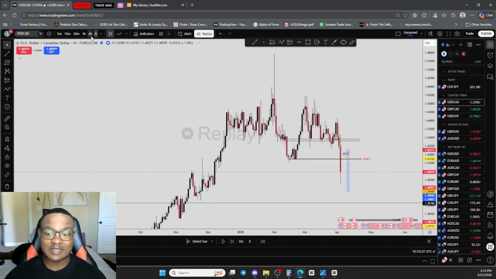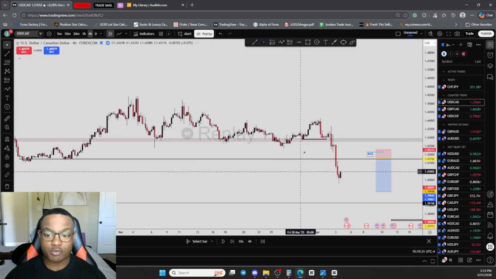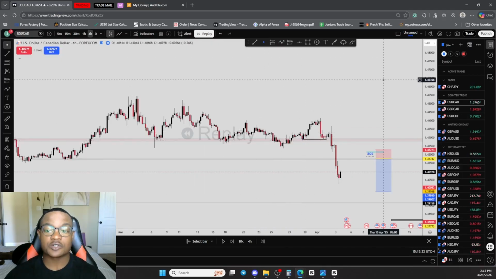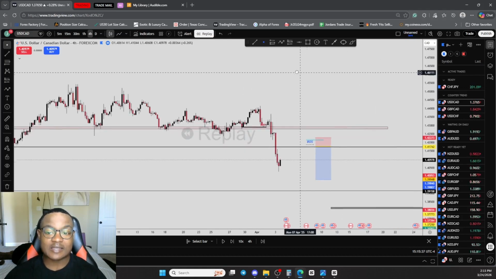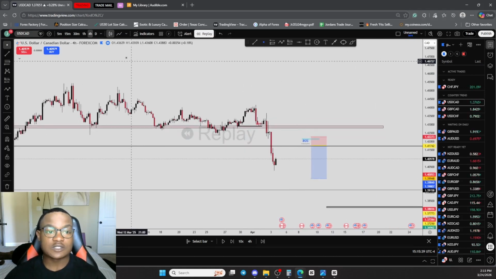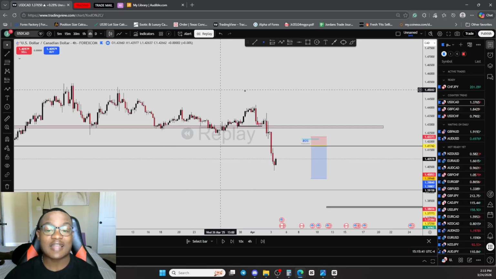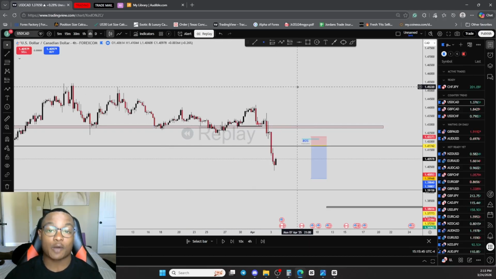So we see that the daily time frame presented us with the break of structure. The 4-hour time frame presented us with the break of structure. We have both time frames being in sync. And so now what do we do? Since we know both time frames are in sync, I need to find my entry zone based off of the 4-hour time frame, our secondary time frame. We always find our entry zone off of our secondary time frame that is in sync.